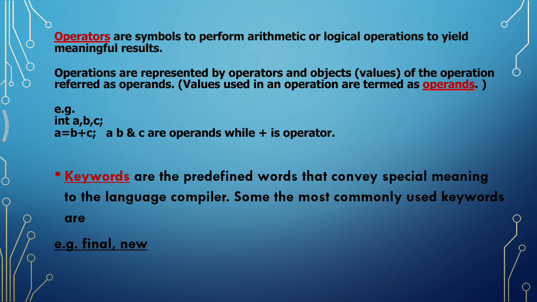Next come the keywords. Keywords are certain words which have a special meaning for the compiler. They are written once, and the compiler knows what to do with that particular keyword. Some examples of keywords are final, new, etc.